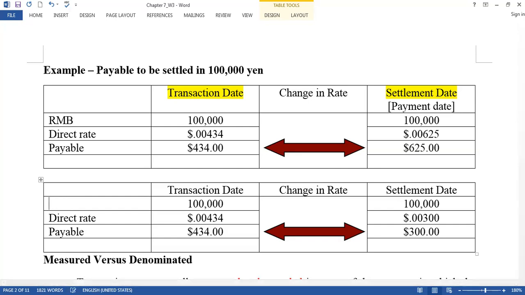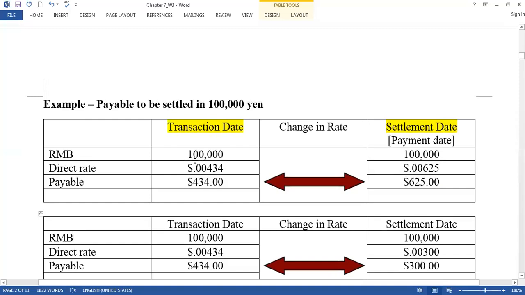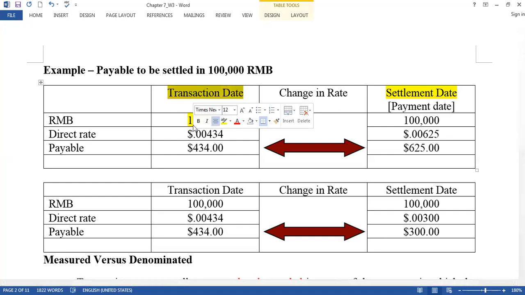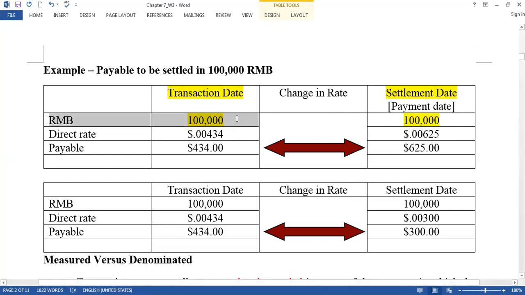Think about RMB here. According to the transaction date, you are liable to pay 100,000 RMB. For example, in a transaction between the US and China, the US company is liable to pay 100,000 RMB on the transaction date, and on the payment date also 100,000 RMB. So this is the RMB they have to pay.